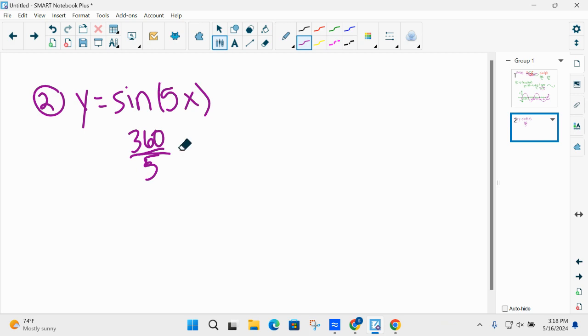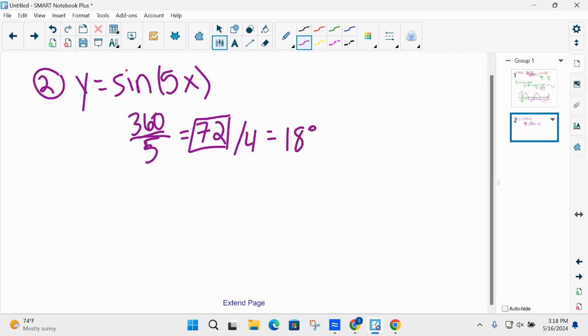So 360 divided by 5 is 72. So 72 is our period. Then if you divide it by 4, you would get 18, which means every 18 degrees, we're going to either have an intercept or a min or max.